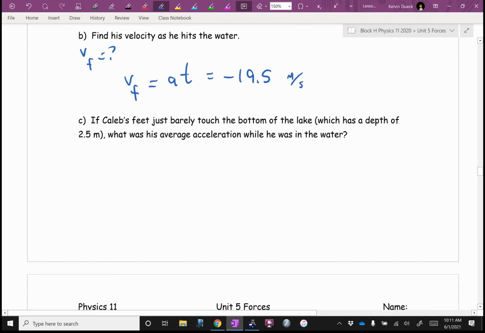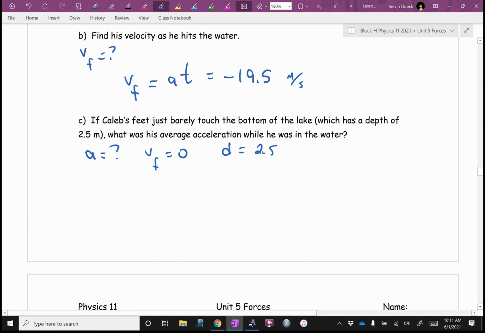Okay. Camille, what does C want me to find? Am I going to use forces here? I noticed they also gave me a displacement. I'm still on last unit, and I'm doing this so you can figure out how I know when to use free body diagram and forces and when to fall back on kinematics. So I'm going to make a little note here, A equals question mark. If his feet just barely touch the bottom, what's his final velocity at the bottom? I think I'm trying to tell you that Caleb came to a stop. So let's say he came to a stop.